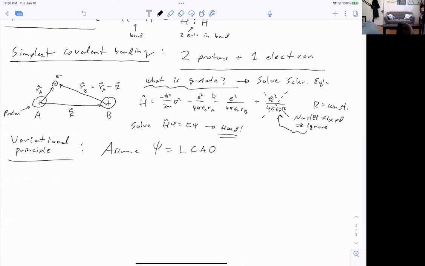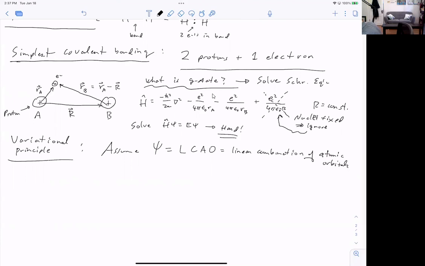And at this point, I would say, does anyone know what that stands for? And then I would hopefully want somebody to shout out, that stands for linear combination of atomic orbitals. LCAO, linear combination of atomic orbitals.